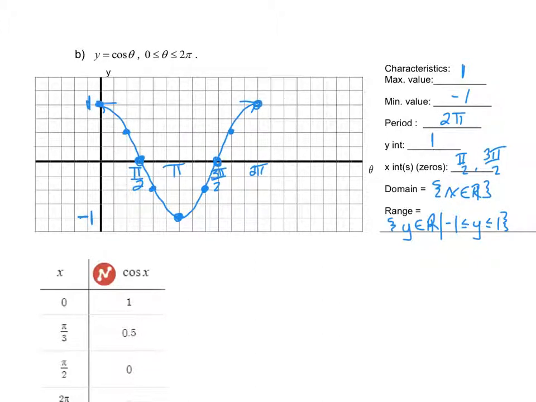Again, I made the same mistake as earlier. I used x in my domain, and I should have used theta. So make sure you fix that on yours.